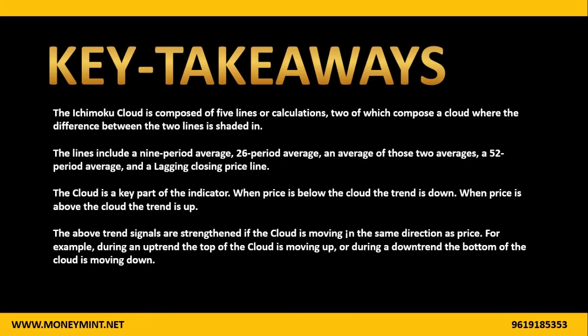One is the 9 average. What is that 9 average? I will explain in detail. One is the 26 average. One line is of 52. One line is a calculation as shown there. 2 clouds are there. Each and every component is explained in detail in the later part of the video. But you just need to understand each line has some or the other importance.